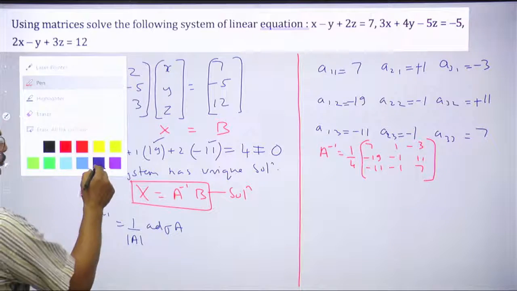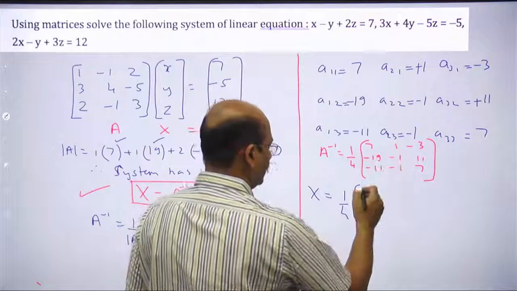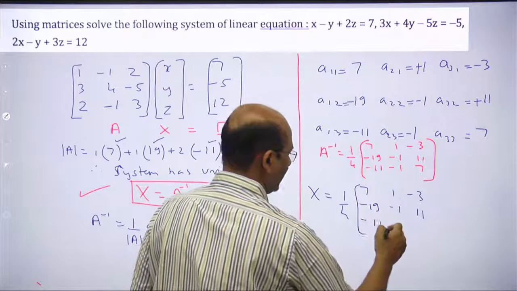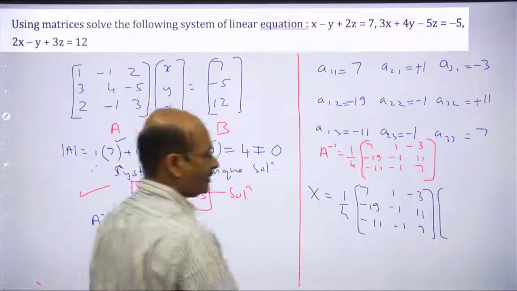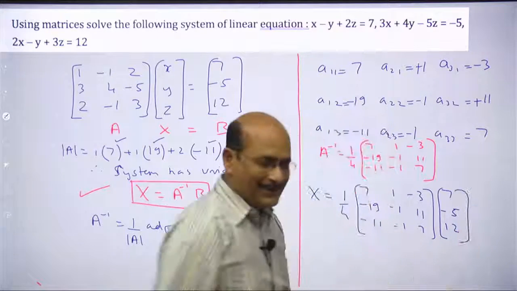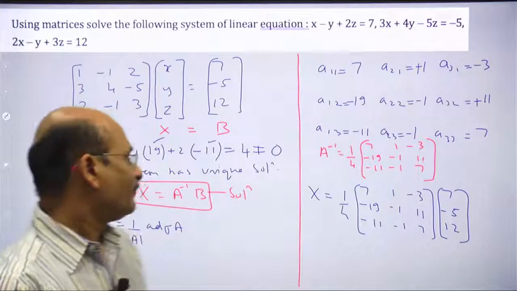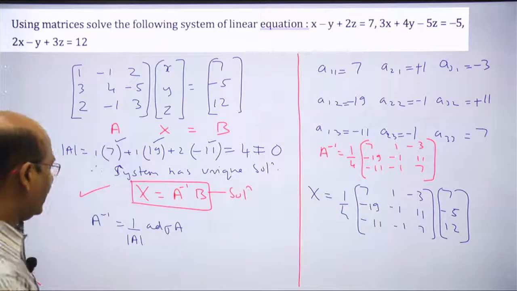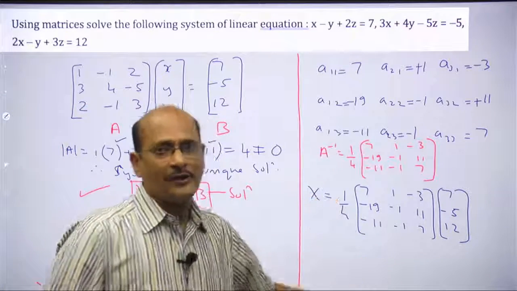So what is x equals A inverse B? X is equal to A inverse, 7, 1, minus 3, minus 19, minus 1, 11, minus 11, minus 1, 7, into the B matrix. The B matrix is already given, that is the constant matrix: 7, minus 5 and 12. You have to be careful, okay? Remember, writing in a notebook and writing on the board is completely different. But remember one thing, you just have to multiply and tell me the value of x, y, z. Come on, quickly do it. I give you 4 minutes to complete this and tell me the final answer: x equals 1, y equals 2, z equals 3. Quick.